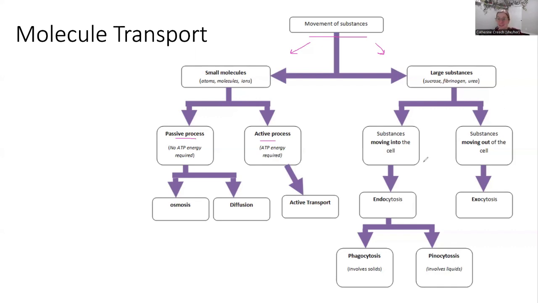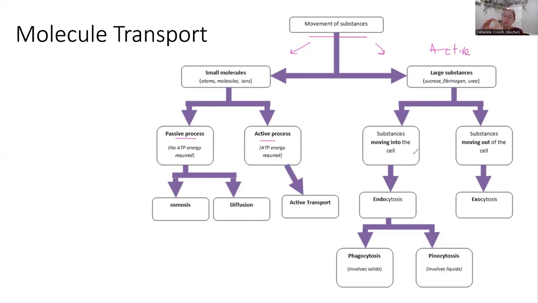In general, if it's large, it's going to be active. So I would go ahead and call everything on this side active transport as well. That is me trying to spell the word active using my computer mouse. So active transport. In a large substance, you're either going in or out of the cell, and that's going to take a lot of energy.